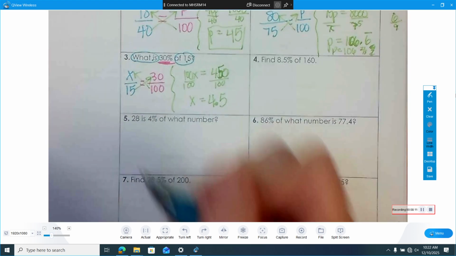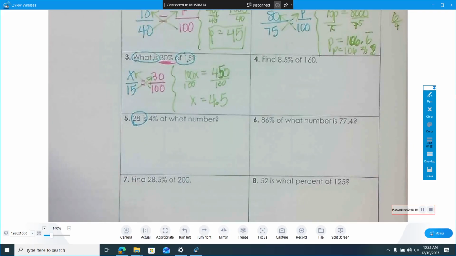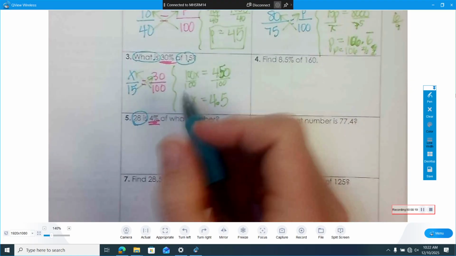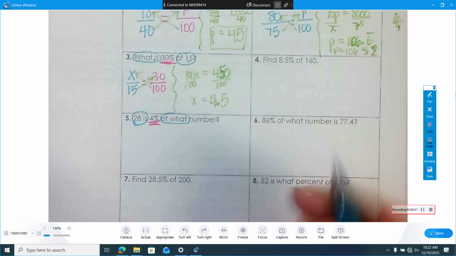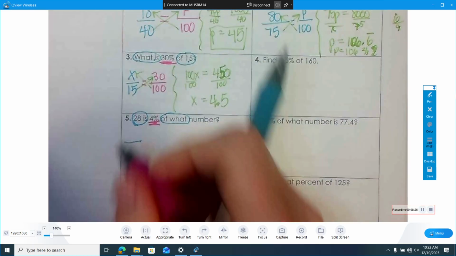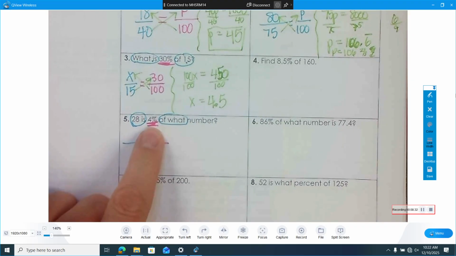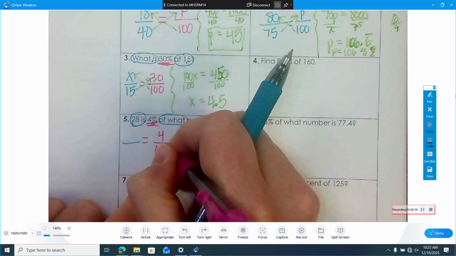Number 5 says 28 is 4% of what number? Let's see, I have my little fraction, and then I have my percent side. What should I fill in here? What can we do for 4%? 4 over 100, very good, 4 over 100.